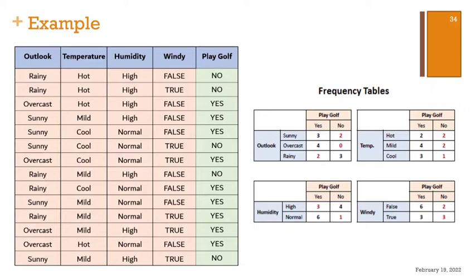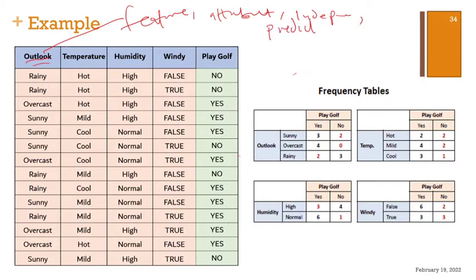We looked into this example last time. We all see how we generated the frequency table, which is the way to start. You generate the frequency table, you look at outlook. This is the first attribute or first feature. We call it feature, so pay attention to that. We can also call it attribute, the independent variable, and also predictors. So several names for it.